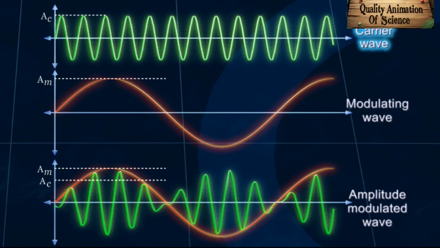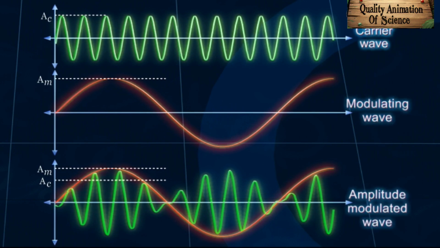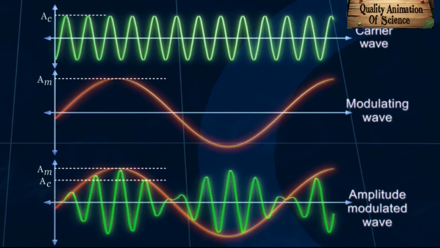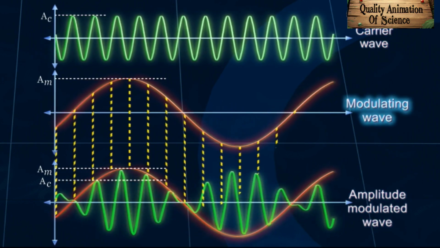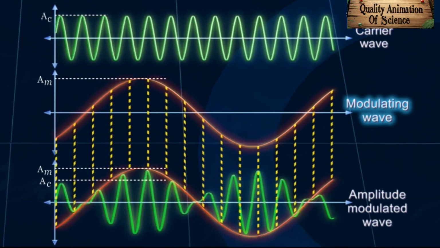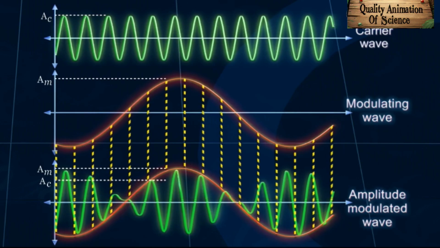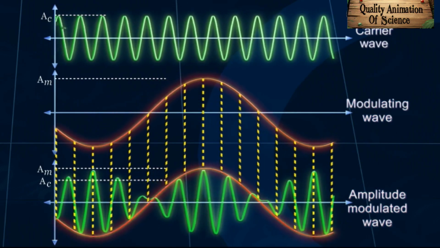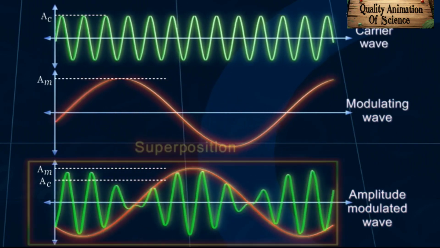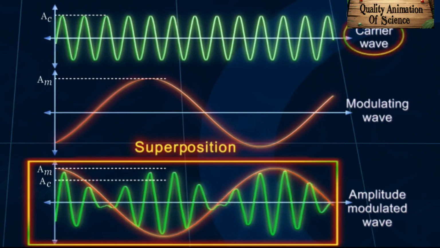The carrier wave, the electric signal to be modulated called the modulating wave, and the modulated wave are represented here. They clearly show that as the instantaneous value of the modulating wave changes with time, the amplitude of the modulated wave also changes accordingly. The modulated wave results from the superposition of the carrier wave and the modulating wave.